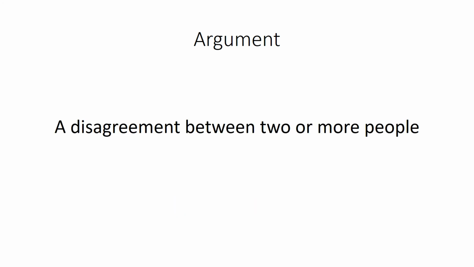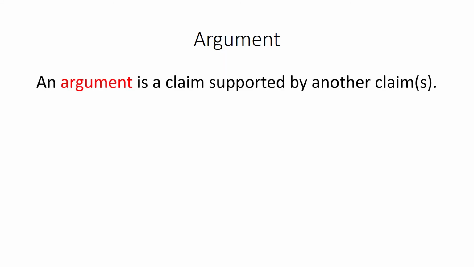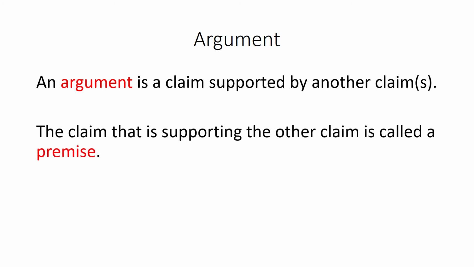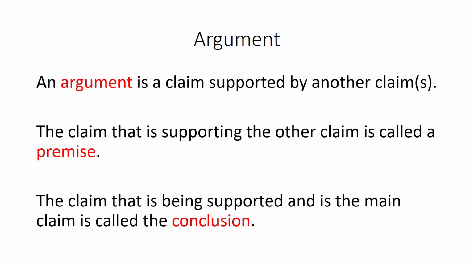Now, an argument is not a disagreement between two or more people. Get rid of that definition right now if you have it in your heads. We're talking about the academic definition, which is: an argument is a claim supported by another claim or claims. And the claim that is supporting the other claim is called a premise. And the claim that is being supported and is the main claim is called the conclusion.